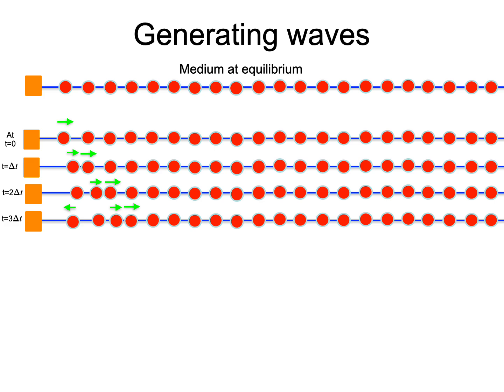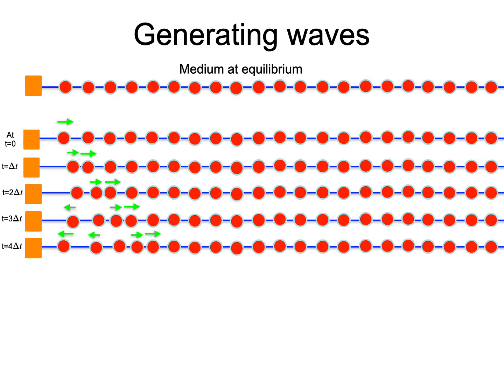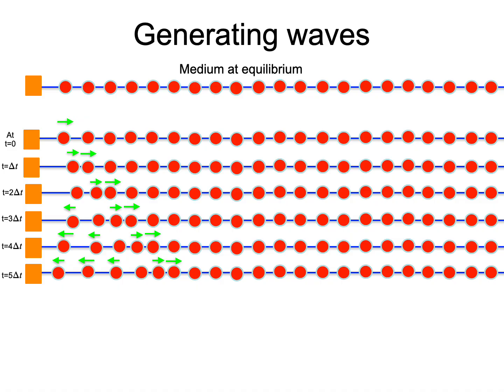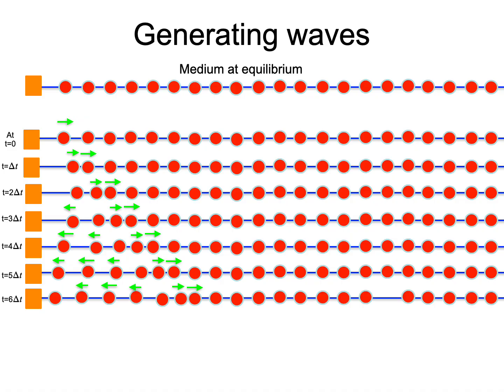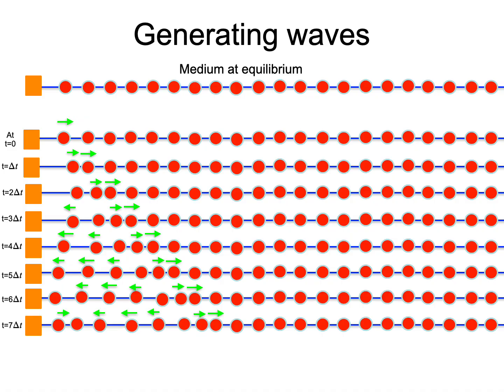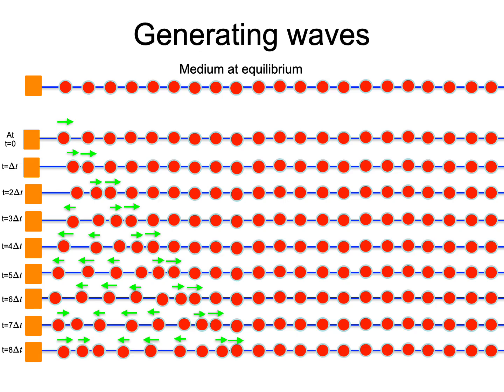If you keep drawing the situation at each increase of time by delta t, you get these situations at 4 delta t, 5 delta t, 6 delta t, 7 delta t, and finally 8 delta t. I stopped at 8 delta t because if you compare the status of the first puck at t equals 0 to its status at t equals 8 delta t, you can see that they are the same.